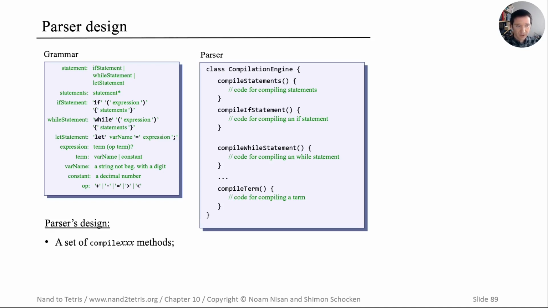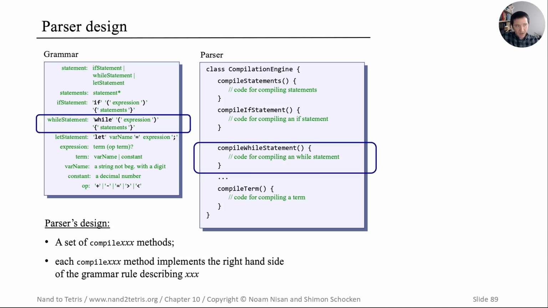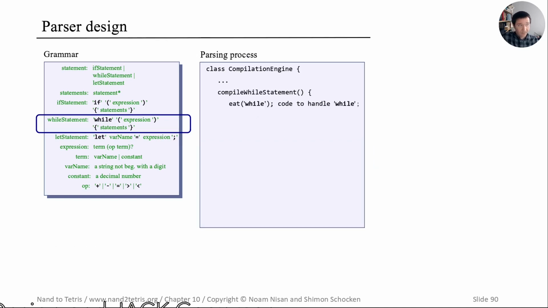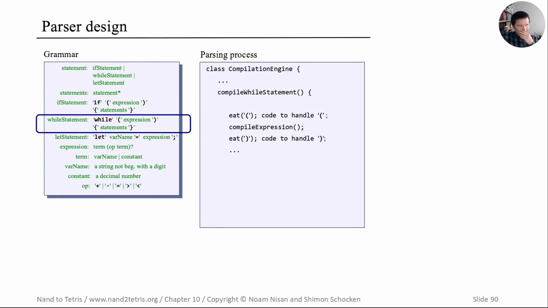So the parser is going to consist of a set of compile, whatever, the left-hand side commands, and each of those will implement the right-hand side rule of the grammar. So for instance, like I said, we just went through compiling a while statement that expects some keywords and symbols, and it's going to call other compile expression, compile statements, etc. All right, so they talk about this compile while statement.